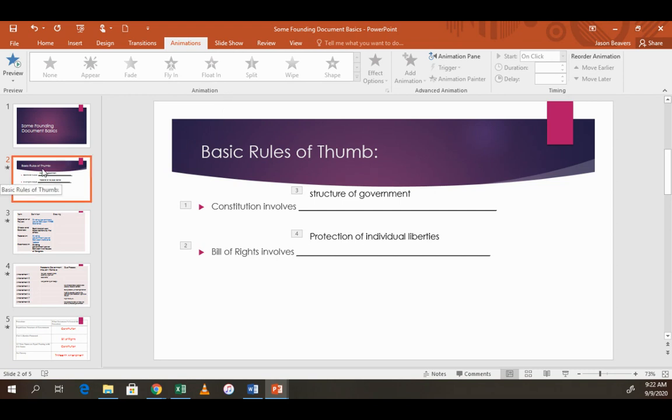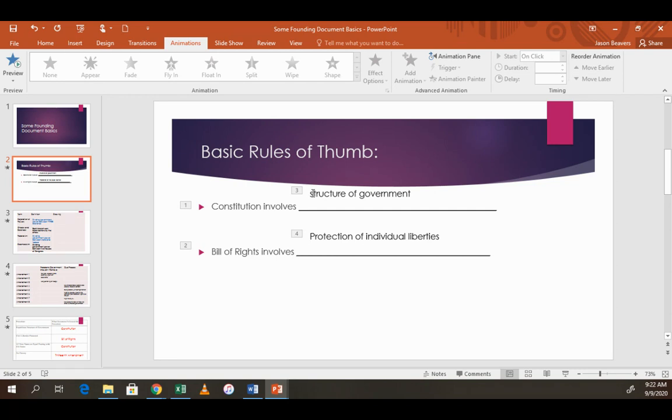If you look at the top of your notes, you'll see it says basic rules of thumb. The Constitution involves, and I'd like you to write in there, structure of government. The Bill of Rights involves protection of liberties, individual liberties. Those are the two main differences between them.